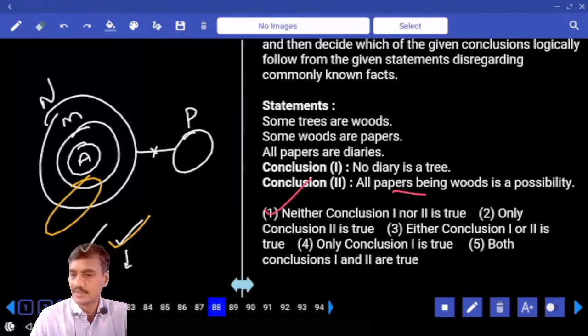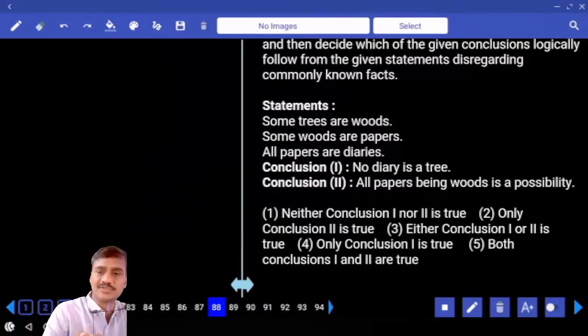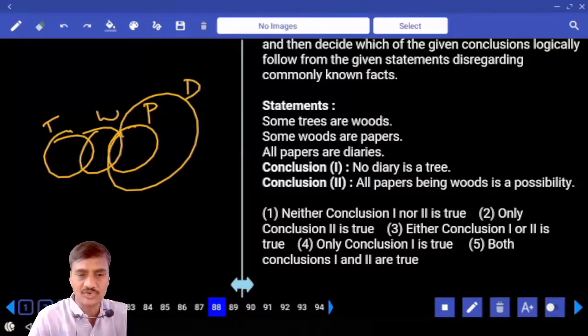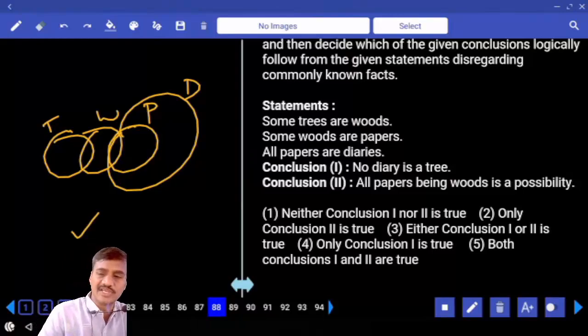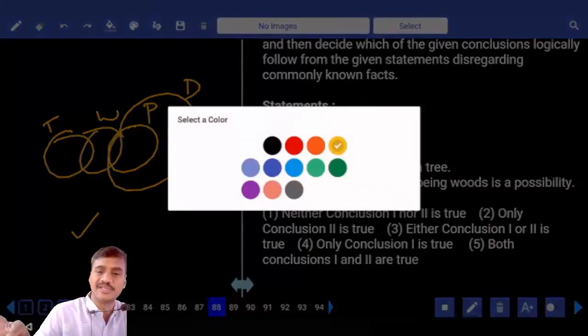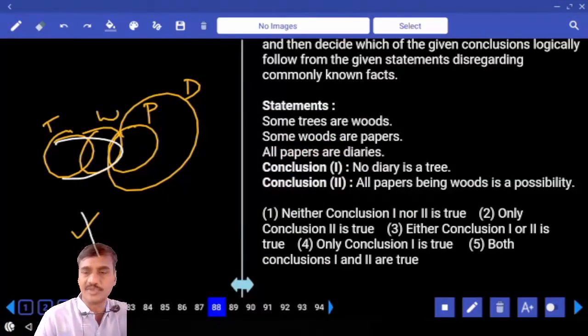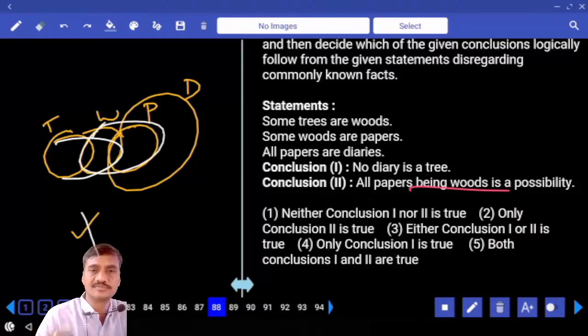Then 88. Now in this 88, some of the trees are wood, some wood are paper, and all these papers are what? All papers are diaries. And first one, no diary is a tree, as of now true. All papers are wood is a possibility. No diary is a tree, on the alternate, some diaries are trees. Suppose some diaries are trees, and at the same time the alternate diagram is true, the previous conclusion is false. All papers are wood is a possibility. All papers are wood, you can draw it like this.